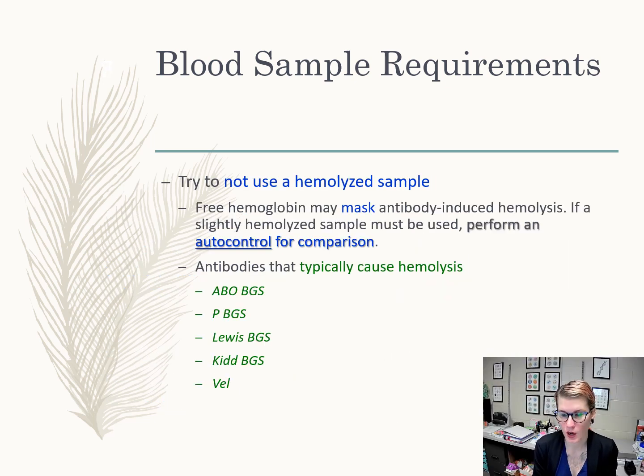We also want to try not to use hemolyzed samples. Hemolysis is a sign that there can be some antibody interaction happening. So if we do have to use a hemolyzed sample, we want to make sure to use autocontrol so that you can compare the autocontrol to the actual screen or test that you're running. The antibodies that may cause hemolysis are ABO antibodies, the P blood group system, Lewis, Kidd, and Bell.